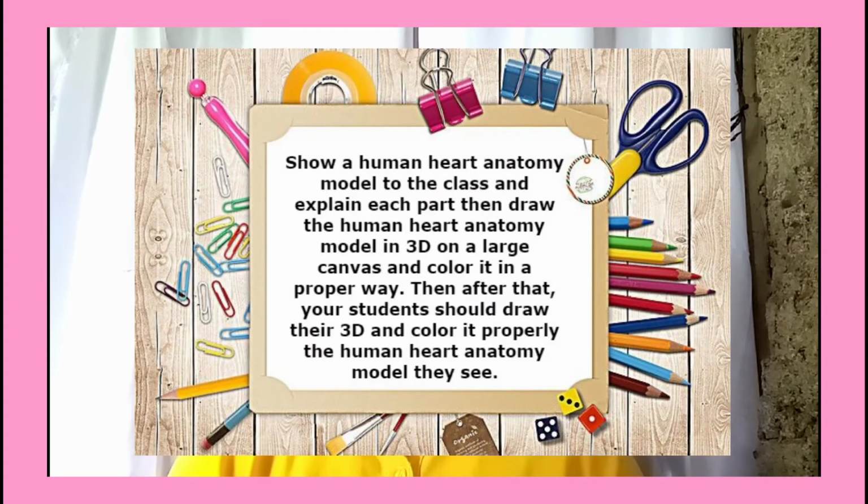In this stage, the activity that I made is that I will show a human heart anatomy model to the class and explain each part, then draw the human heart anatomy model in 3D on a large canvas and color it in a proper way. After that, our students should draw in 3D and color it properly, the human heart anatomy model they saw.